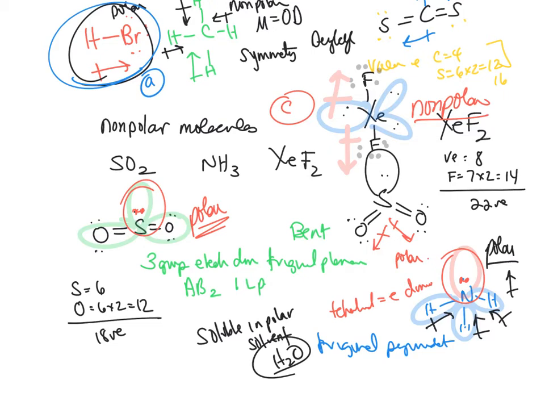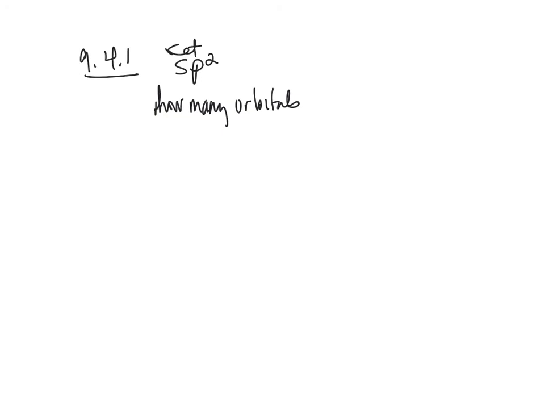Okay, now we're going to go on to the bonding. Let's go on to hybridization of atomic orbitals. And I will go to the checkpoint questions here. So I'm on 9.4.1. How many orbitals does a set of sp2 hybrid orbitals contain?